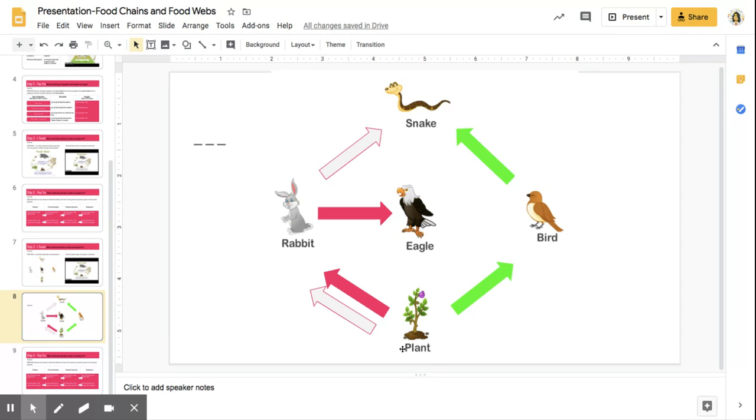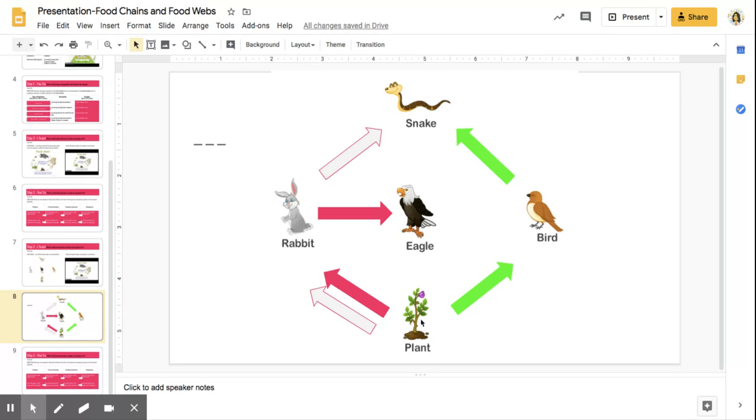Food chain number two is the plant getting eaten by the rabbit. It's like the first food chain, but this time the rabbit is gonna get eaten by the snake. So this is food chain number two. Food chain number three is the plant getting eaten by the bird, and the bird is getting eaten by the snake. So this is food chain number three. There are three food chains in this food web.